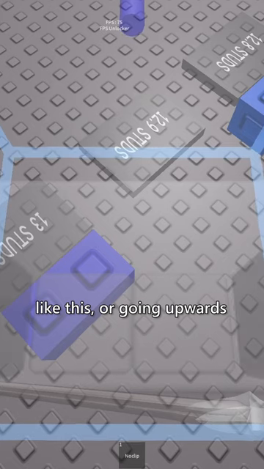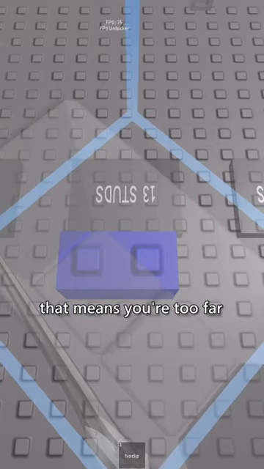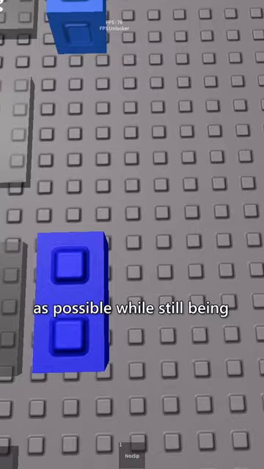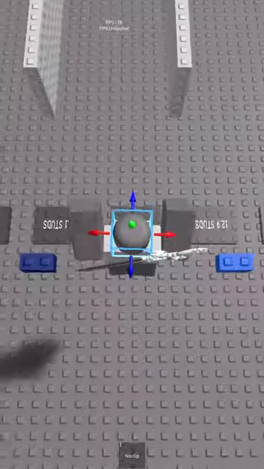If you find yourself falling off when you try to turn like this or going upwards, that means you're too far away from the platform. You actually want to get as close as possible while still being able to climb. Yep, that works.